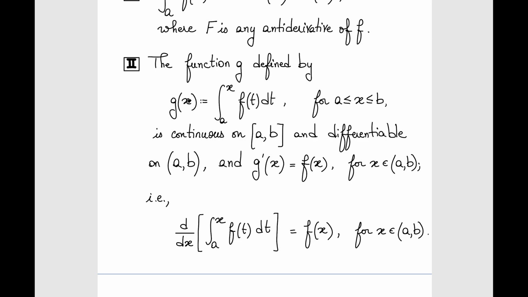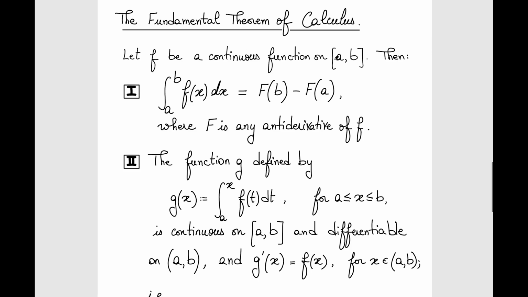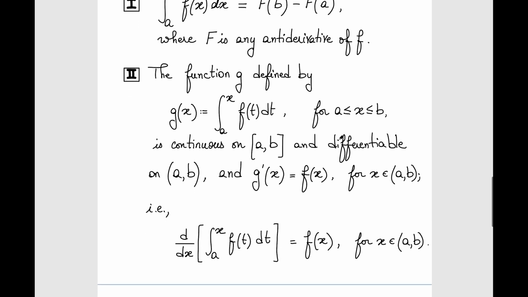So define g of x to be the integral from a to x, where x is between a and b, right? Because the function here is continuous between a and b. So if you take any x between a and b and you define g of x to be the integral from a to x of f of t dt, that function turns out to be a continuous function on [a, b], because the input is from the range a, b.